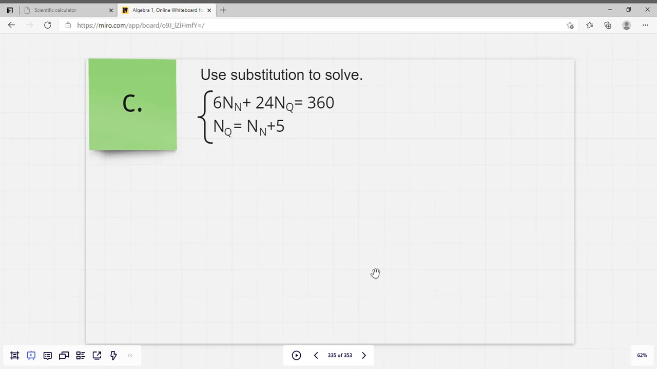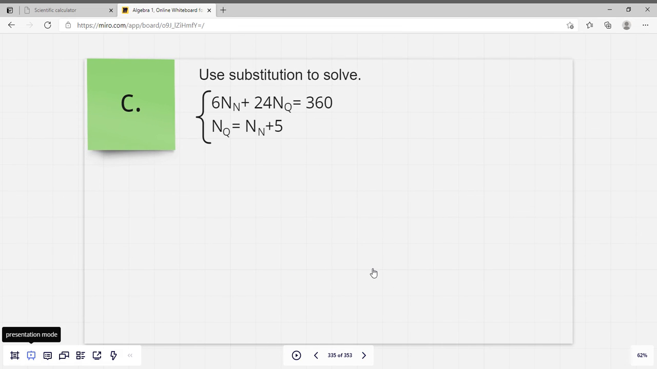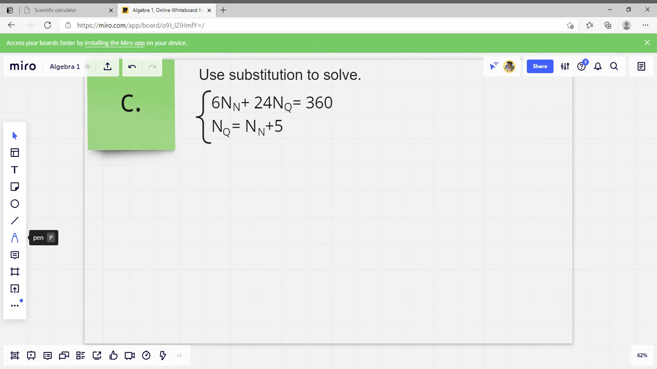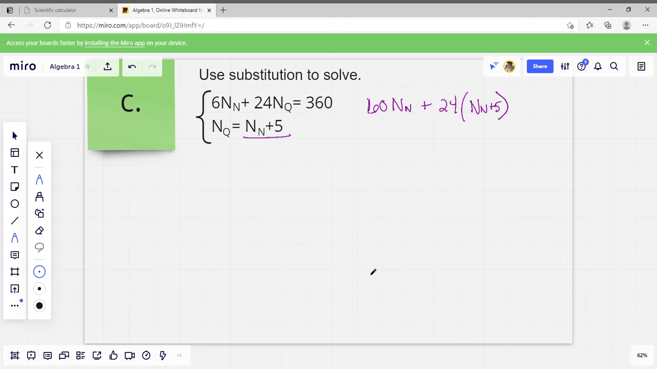Alright, systems of equations here. We're supposed to use substitution for this one. So we're going to take this value and sub it in for the number of quarters. So 60 times the number of nickels plus 24 times the number of quarters, and the number of quarters value is the number of nickels plus 5, equals 360. Bring this part down.